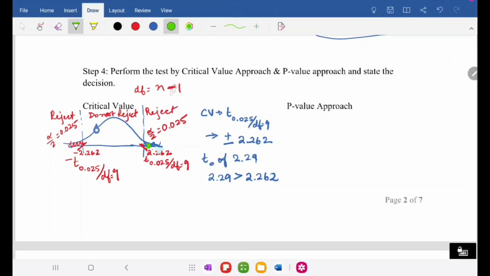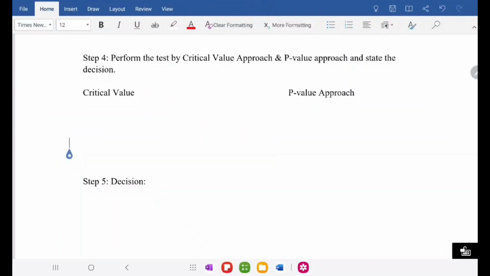So let's write that. 2.29 falls in the reject region. Therefore, reject the null hypothesis. That's going to be our decision.